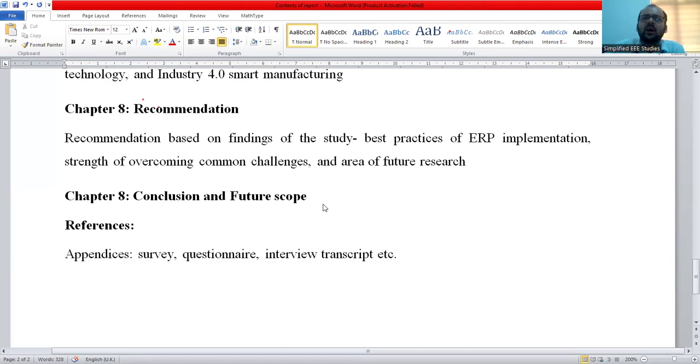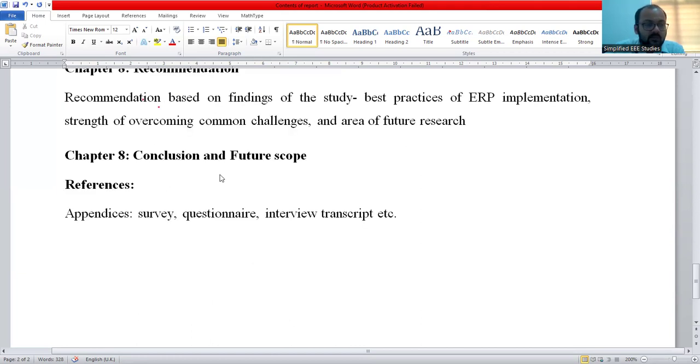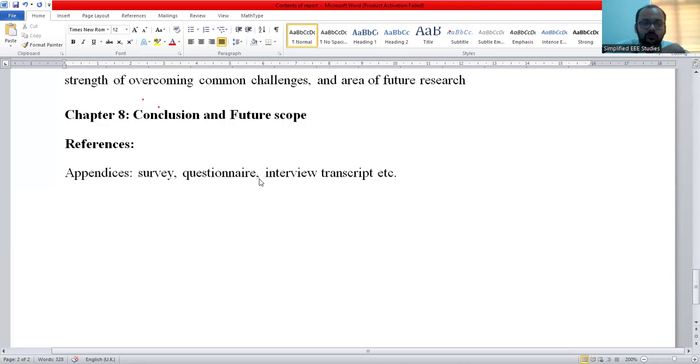Conclusion. What happened after implementing ERP in public sector and private sector manufacturing companies? Was that successful? What were the failures? Those things I analyzed subjectively. Ultimately, future scope. What are the things you can carry out in further research in the future? That is actually called the future scope.